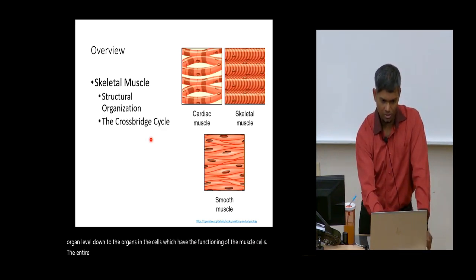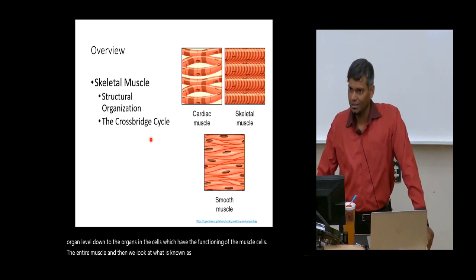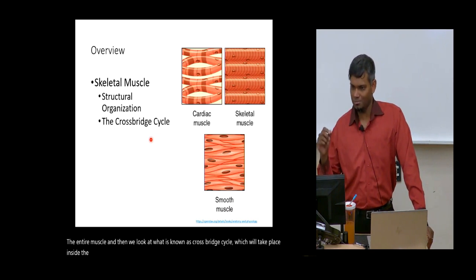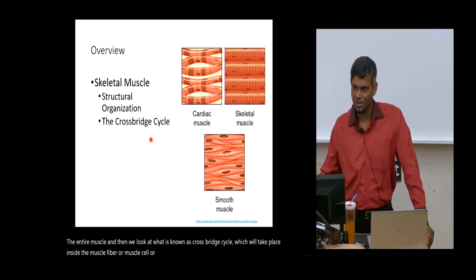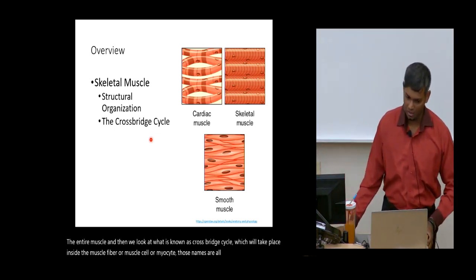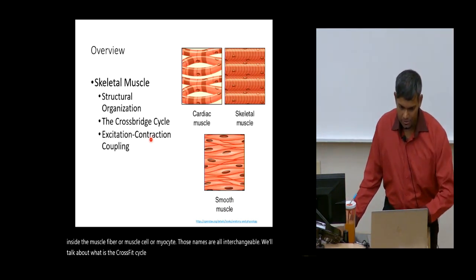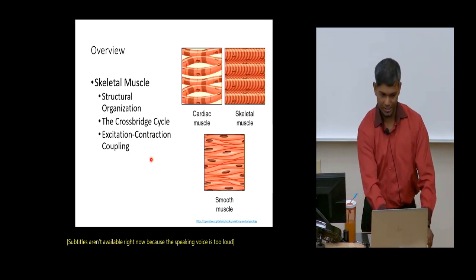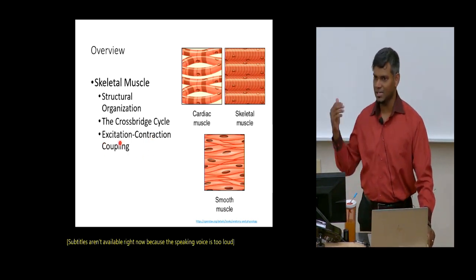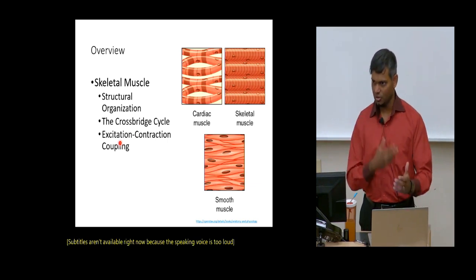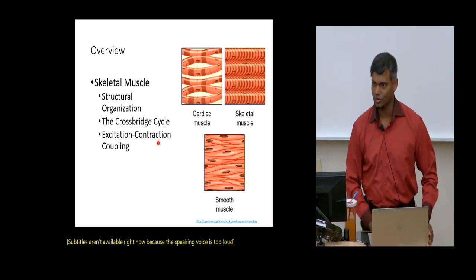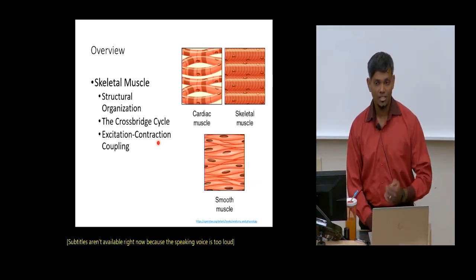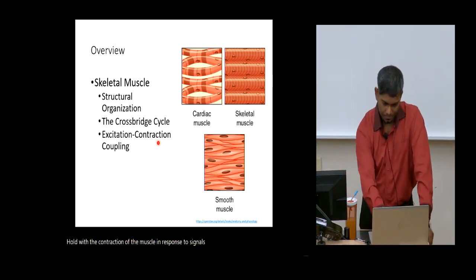And then we look at what is known as cross-bridge cycle, which will take place inside the muscle fiber or muscle cell or myocyte. Those names are all interchangeable. We'll talk about what is the cross-bridge cycle. And then we're going to again zoom back out and look at the excitation-contraction coupling. So excitation is the signal being sent from the central nervous system to the muscle, and how that is going to be coupled with the contraction of the muscle in response to signals from the brain.